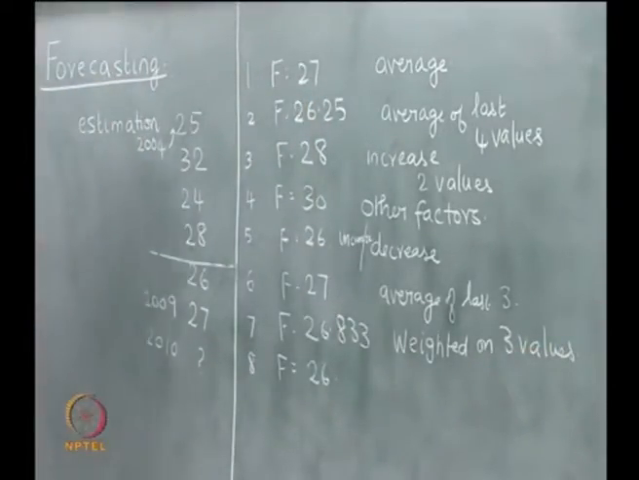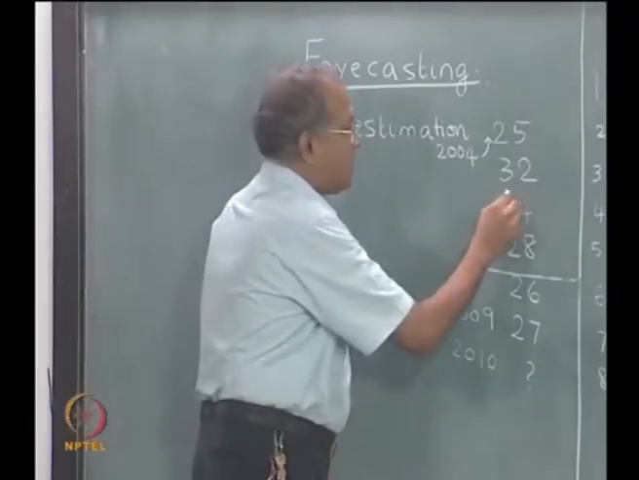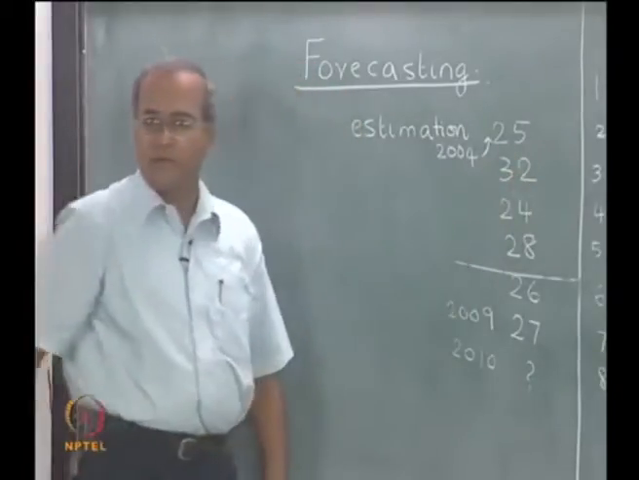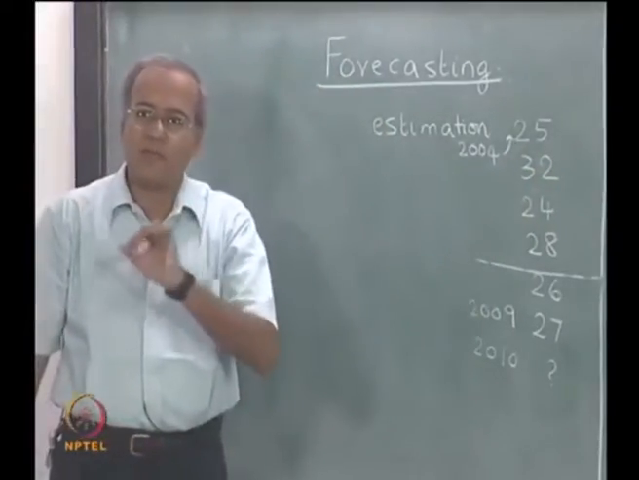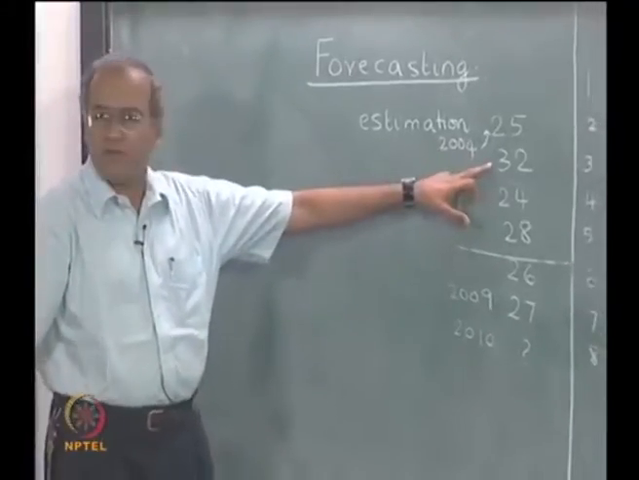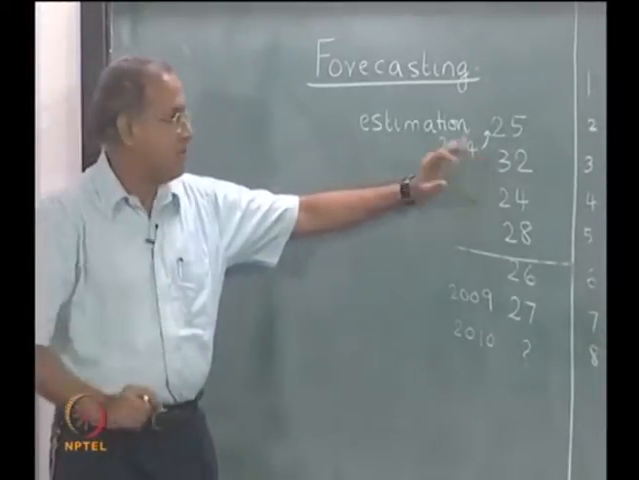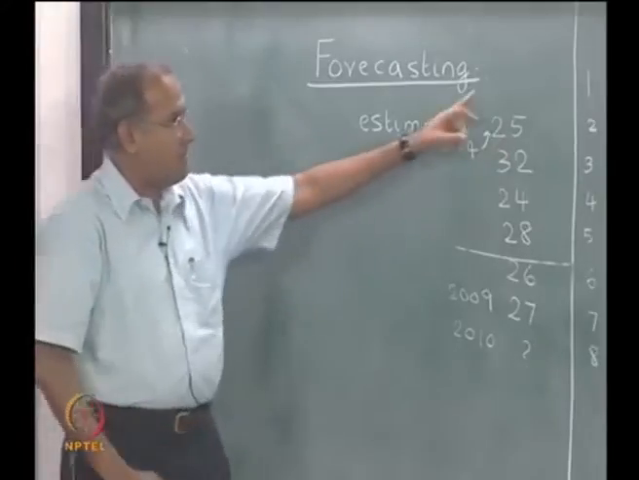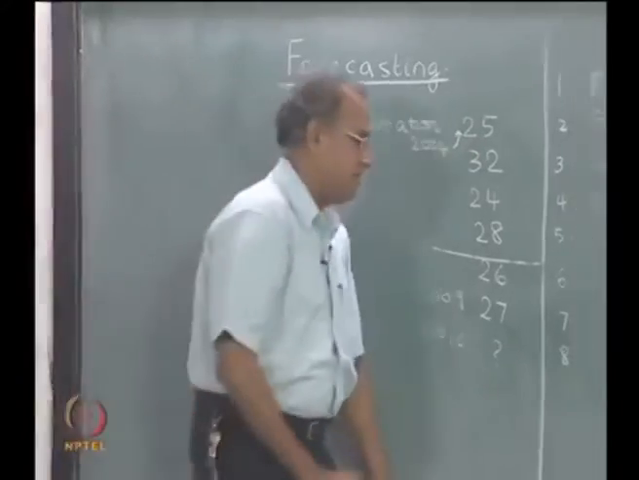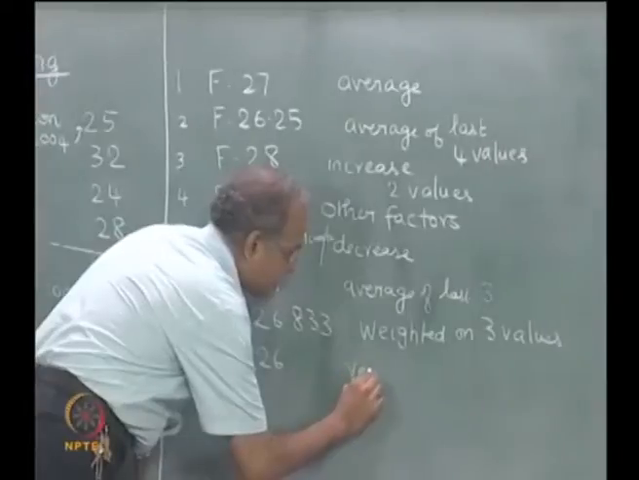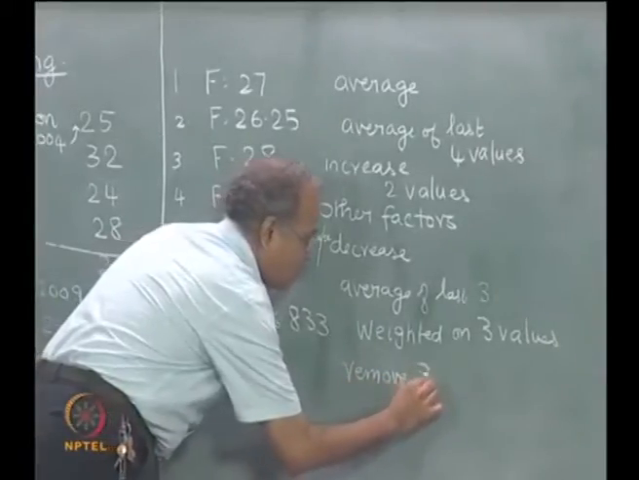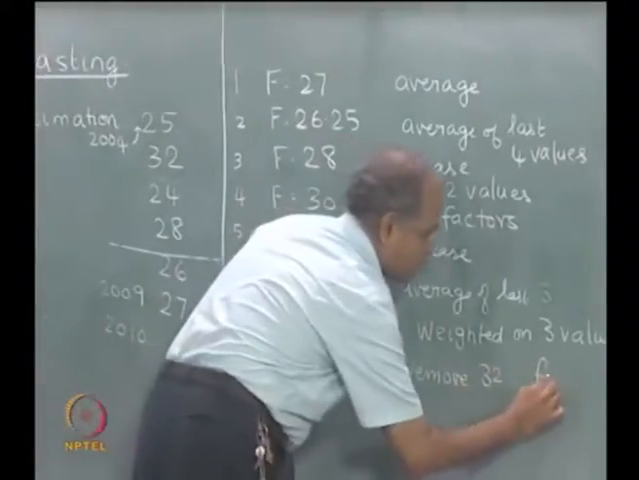The last person, who gave a value equal to 26, felt that if you look at all these values, 32 seems to be an outlier and there could have been some assignable reason for this 32, which looks like a spike. So, the person took away this 32 and then found the average for the rest of them. So, this is remove 32 and find the average.